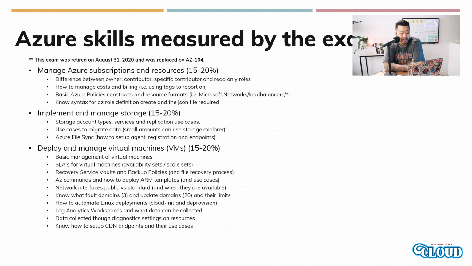Understand use cases to migrate data. Use Storage Explorer to move small amounts. I think import/export is used for offline importing services. Understand Azure File Sync, so know how to set it up. Set up the agent, complete the registration, and configure the server and cloud endpoints. I mimicked that by using my Hyper-V server, setting up the agent, and then using it to sync to the cloud.